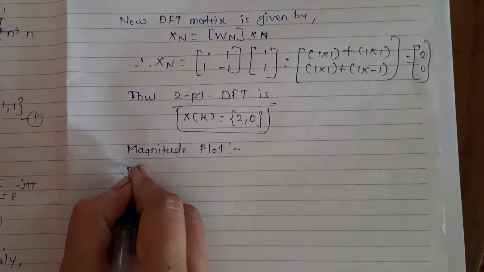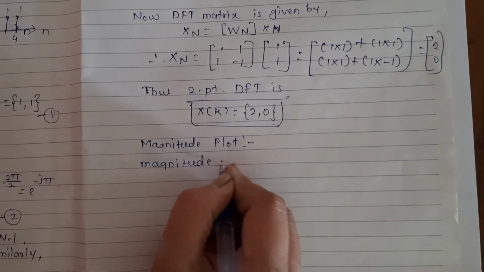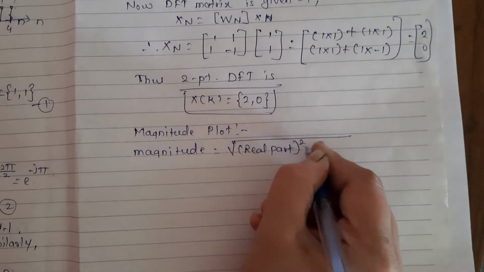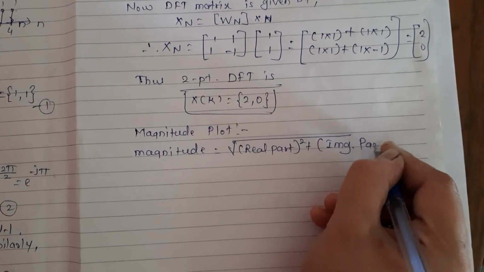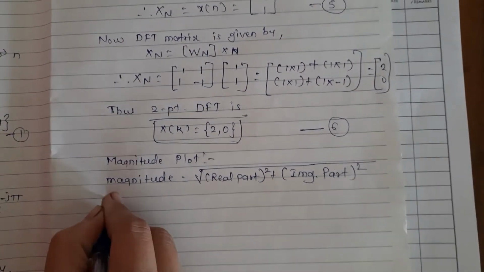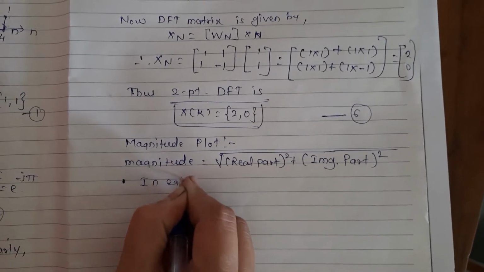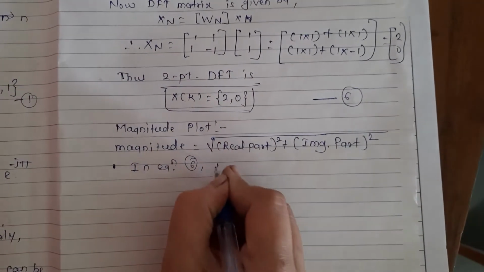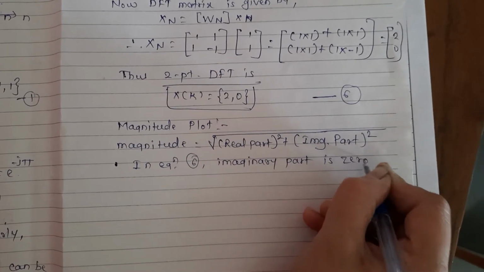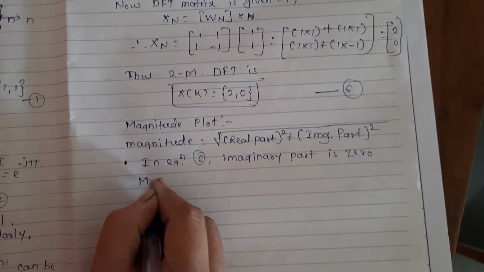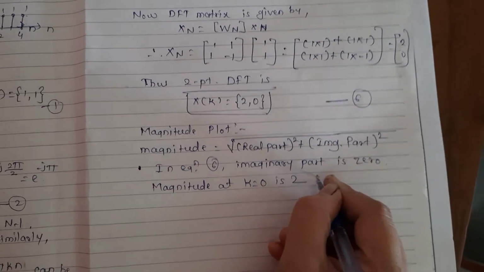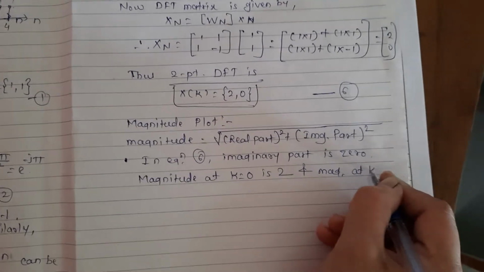So for magnitude plot we have to write the equation: magnitude is equal to the square root of real part square plus imaginary part square. So this is equation 6. In equation 6, the imaginary part is 0. So magnitude at k equal to 0 is 2, and magnitude at k equal to 1 is 0.